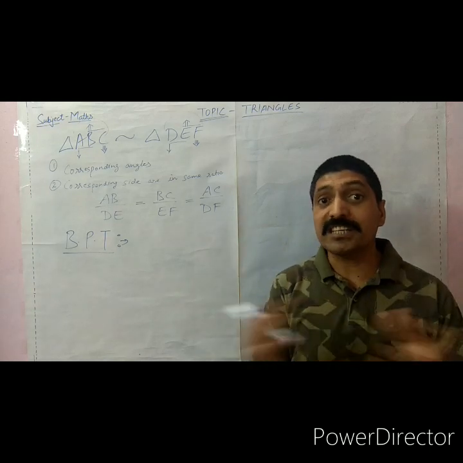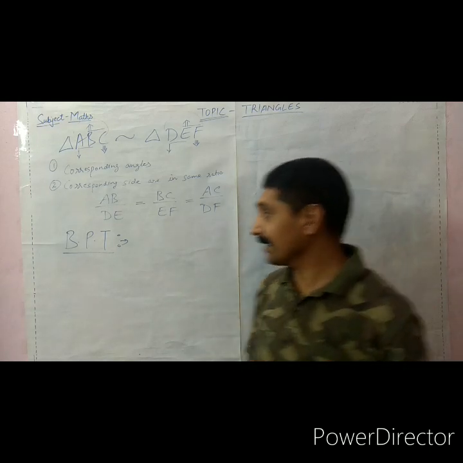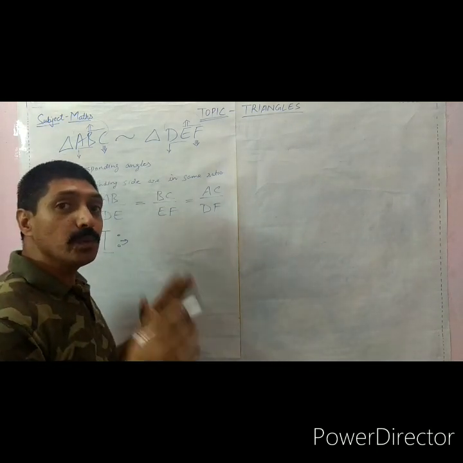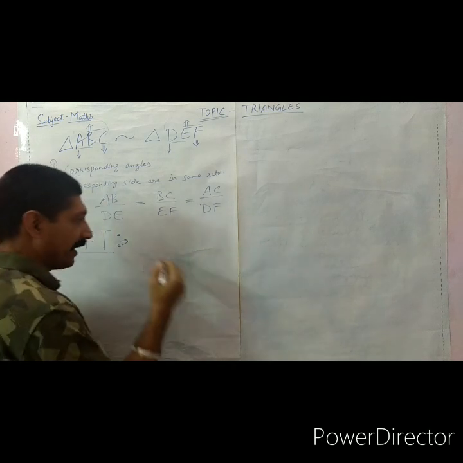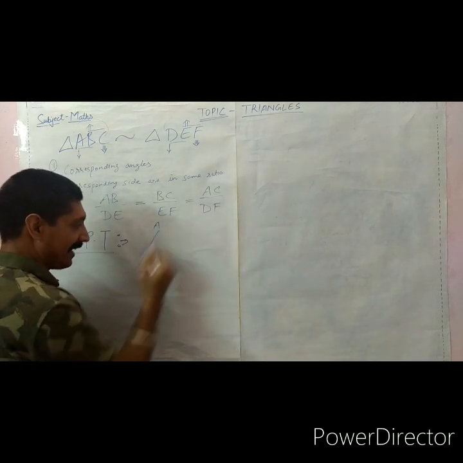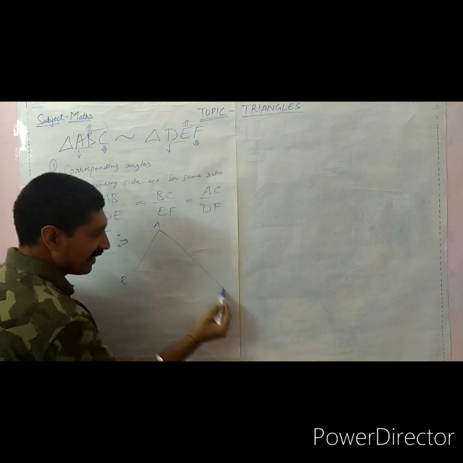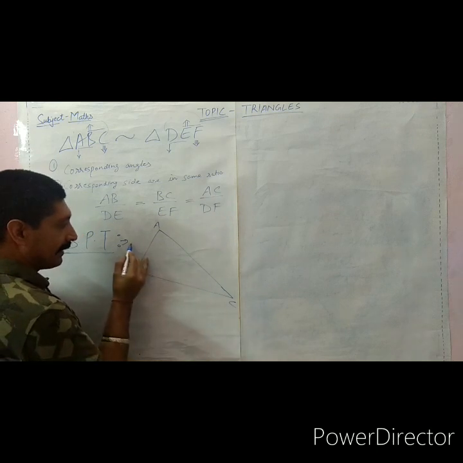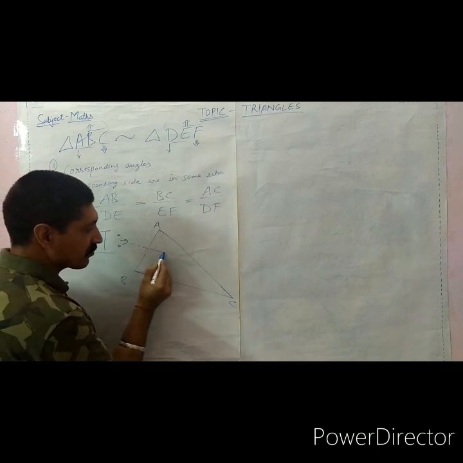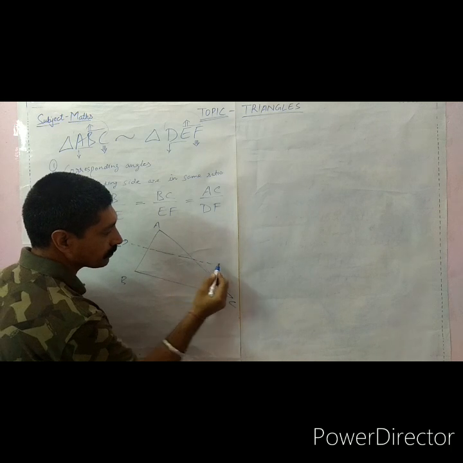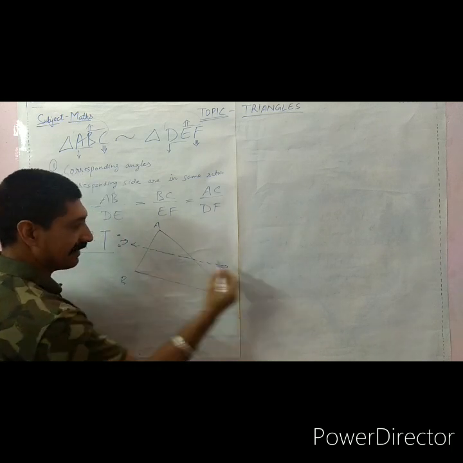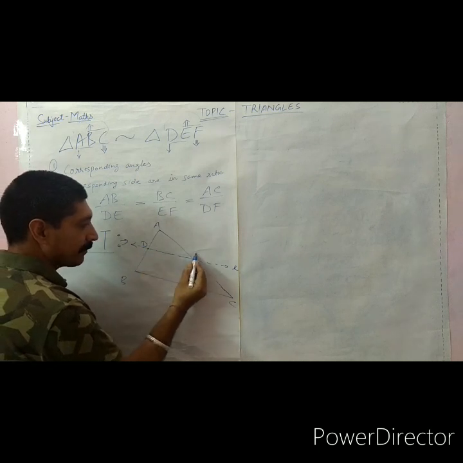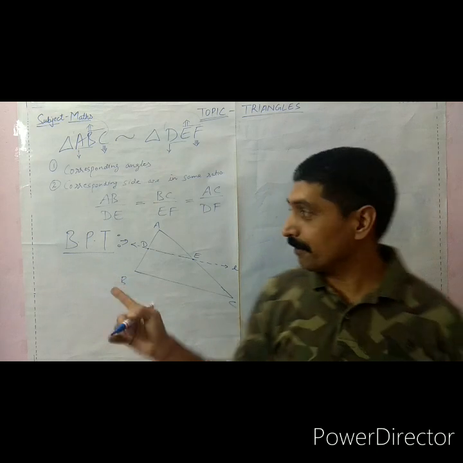First, its statement. It says that if any line is drawn parallel to any one side of a triangle, like this is side AB and ABC is a triangle, and any line, let this be line L, is drawn parallel to the side, with points D and E here. Let's come to the statement of the BPT.